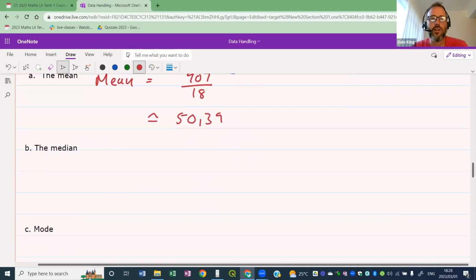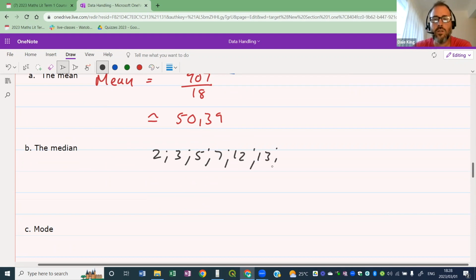Okay, I'm going to quickly create a data set here, create my own one. So let's do this. Let's do 2, 3, 5, 7, 12, 13, 13, 15. I want you guys to watch carefully now. All right, so this is a data set in ascending order.